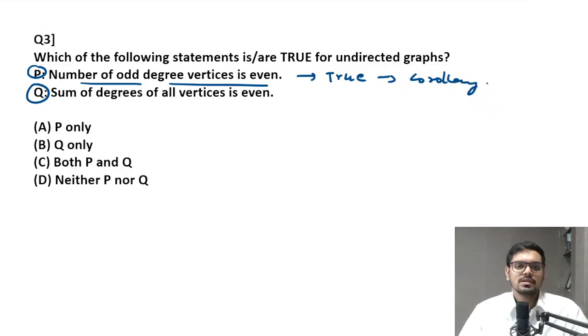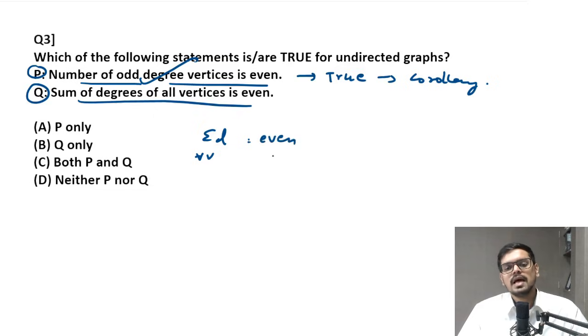We have proved this, that if you have a graph with odd degree vertices, then the counting of them is always even, right? So the number of odd degree vertices in a graph will always be even. Q is: the sum of degrees of all vertices is even. Is it true? The sum of the degrees of all vertices is even.